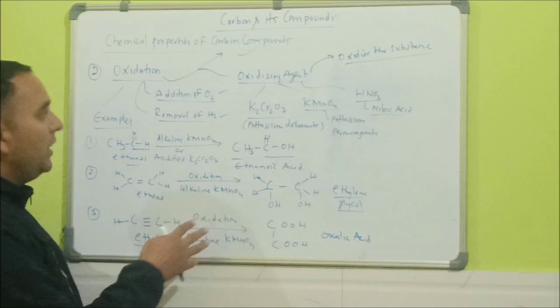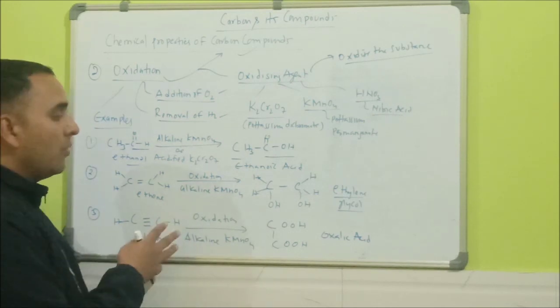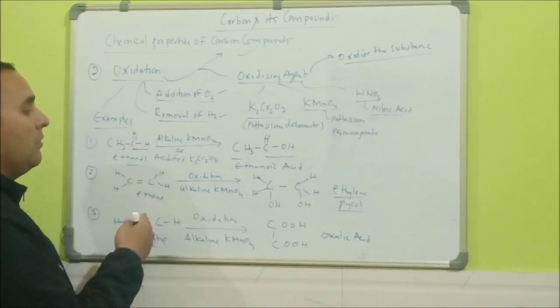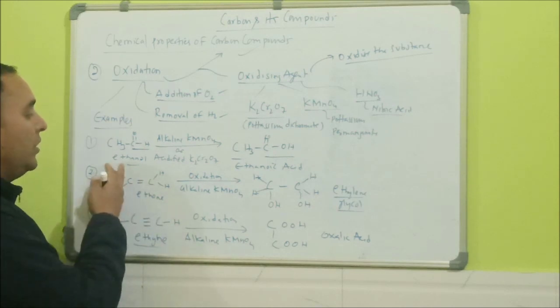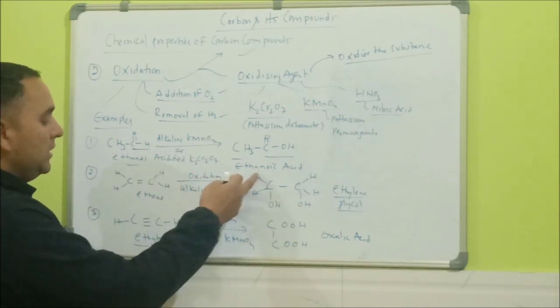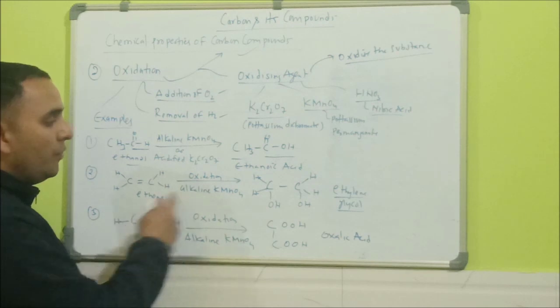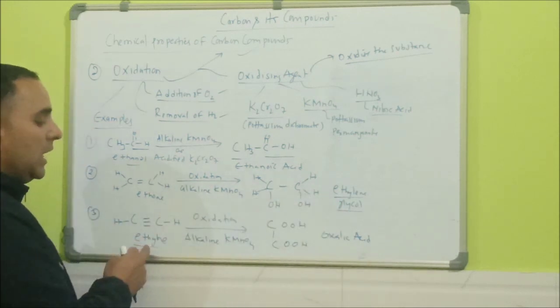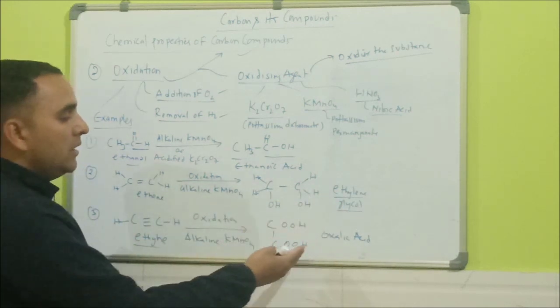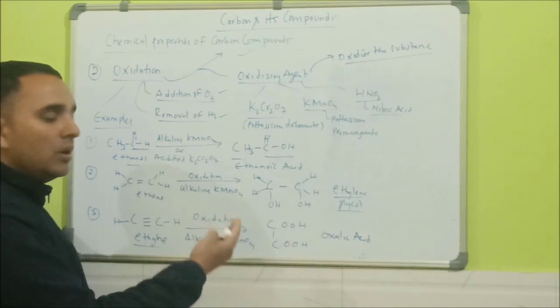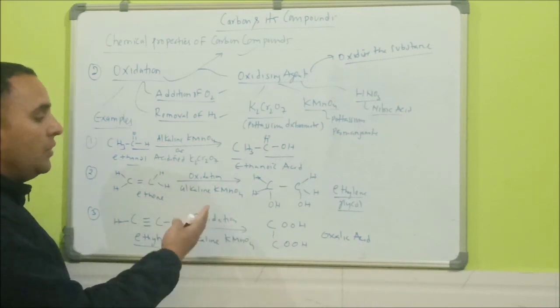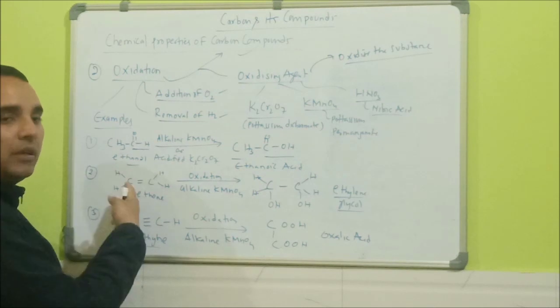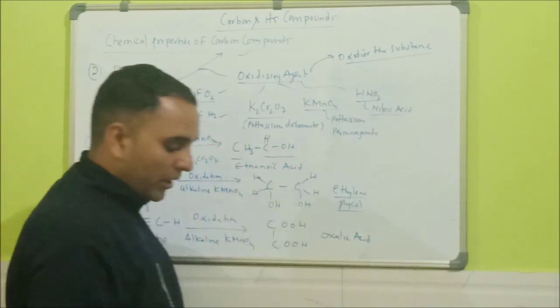So these are different examples of the oxidation process for different carbon compounds, and we came across how ethanal is getting converted to ethanoic acid, how ethene is getting converted to ethylene glycol, how ethyne is getting converted to oxalic acid, mainly because of the presence of oxidizing agent which oxidizes these substances, that is the reactant, and converts them into product form.